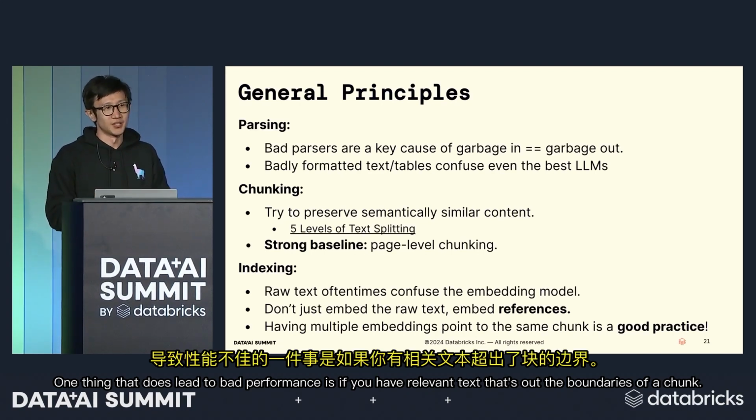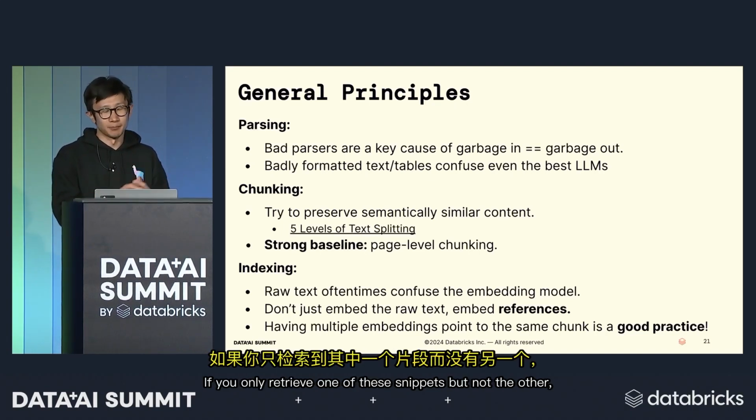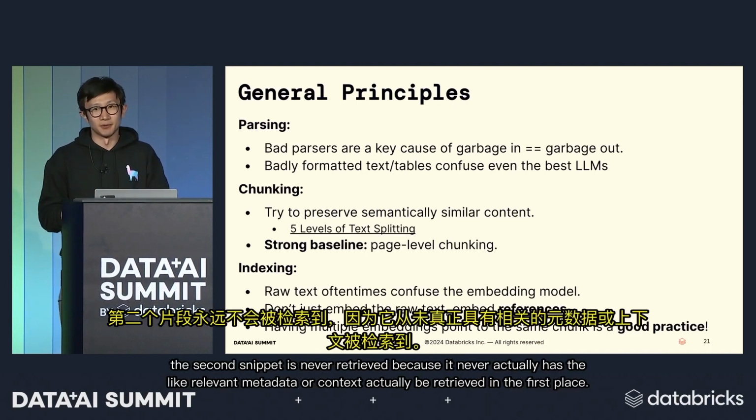One thing that does lead to bad performance is if you have relevant text at the boundaries of a chunk. So for instance, a relevant snippet is getting cut in half. If you only retrieve one of these snippets but not the other, then you're just missing information. And oftentimes the second snippet is never retrieved because it never actually has the relevant metadata or context to be retrieved in the first place.